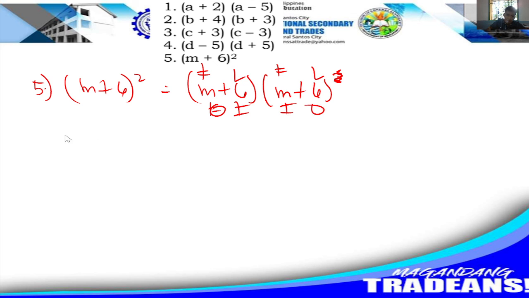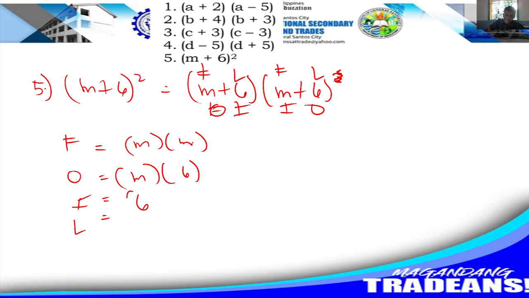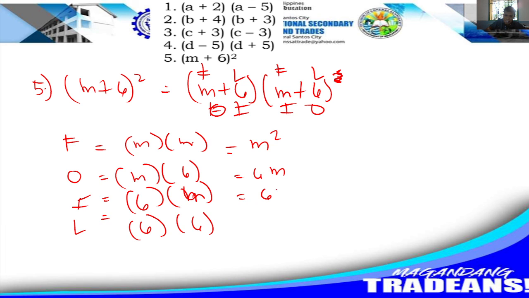F, L, F, L, O, I, I, O. First, outer, inner, and last. So, for the first one, we have m times m. Outer is m times 6. Inner is 6 times m, then last is 6 times 6. So reveal, we have m squared, we have 6m, we have 6m, we have 36, and a total of 12m. And the answer here is m squared plus 12m plus 36.